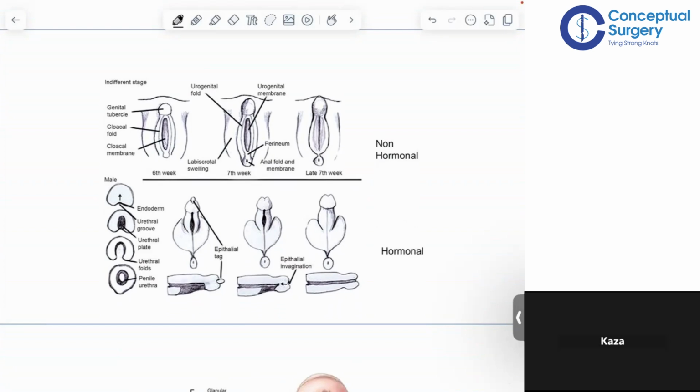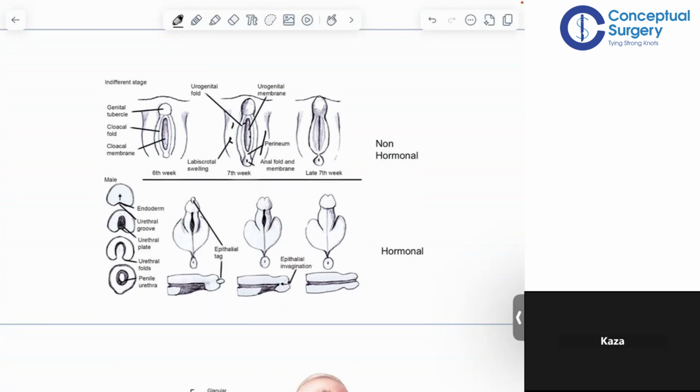And then finally, in the case of females, it would become labioscrotal swellings. And in the case of males, obviously, it will go into the formation of the scrotum. And then you have the urethral folds and you have the urogenital membrane. This is in the 7th week.